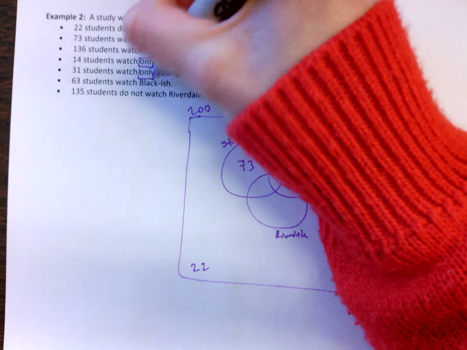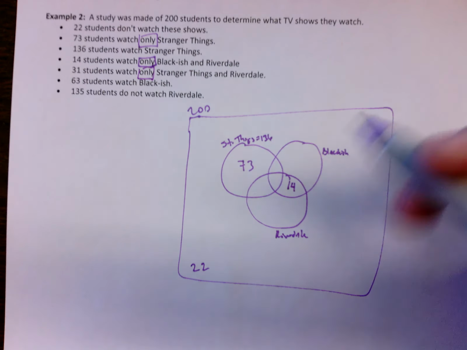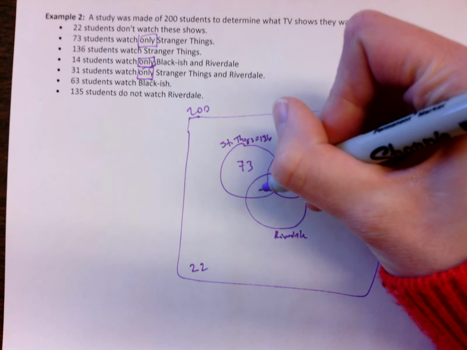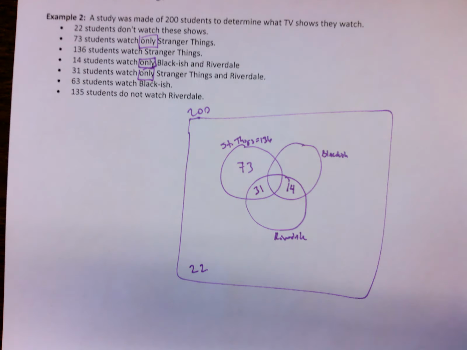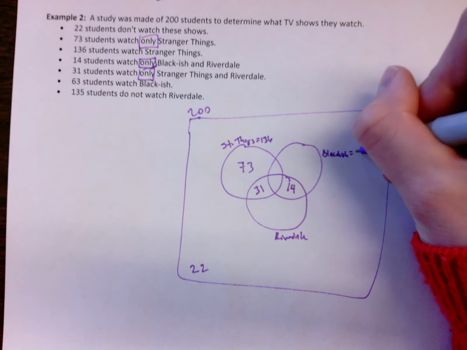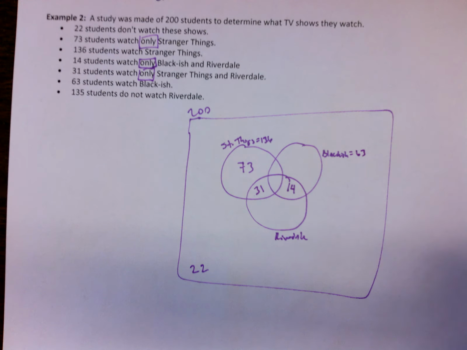31 students watch only Stranger Things and Riverdale. So Stranger Things, Riverdale, these are the people that only watch those shows. So there's 31. 63 students watch Blackish. It doesn't say only. So that is altogether 63 people. And then 135 do not watch Riverdale. Huh.